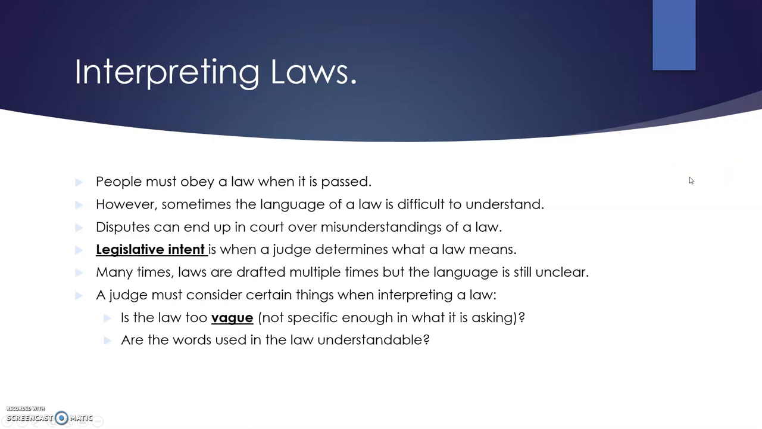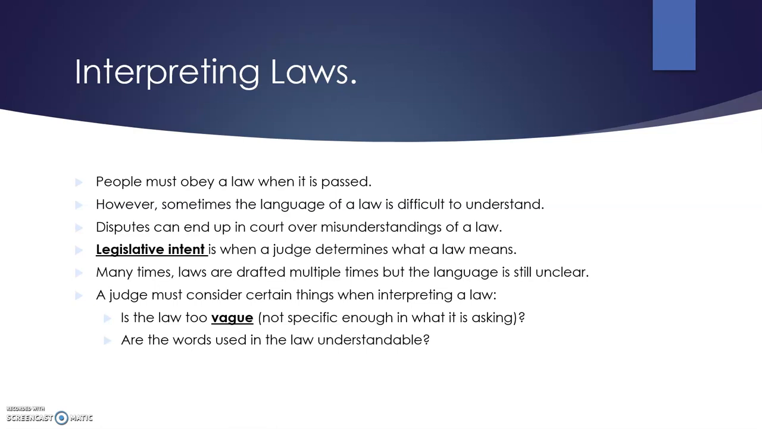Many times, laws are drafted or brought about multiple times, but the language is still unclear. So a judge must consider certain things when interpreting a law. Is the law too vague? Is it not specific enough? Specific enough in what it's asking? Does it say, hey, you have to follow the speed limit? Well, if the law doesn't state what the speed limit is, then people might not know that. Am I supposed to go 25 miles an hour? Am I supposed to go 65 miles an hour?